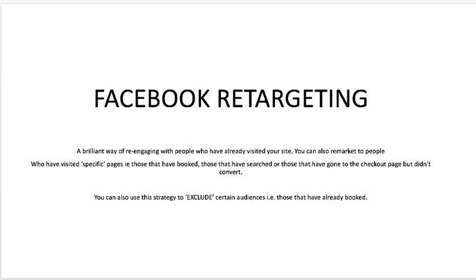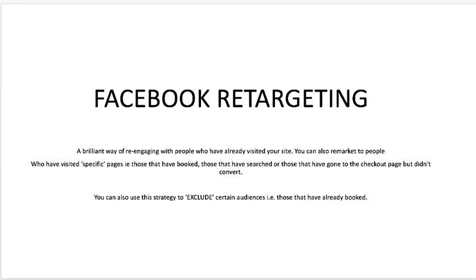The original retargeting strategy was started by a company called AdRoll and then another company called Perfect Audience. And since retargeting is a huge success for marketers, Facebook decided to get on board. So basically, Facebook retargeting is a way of re-engaging with people who've already visited your website.